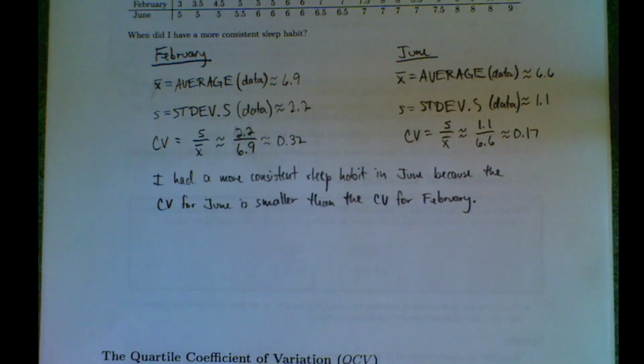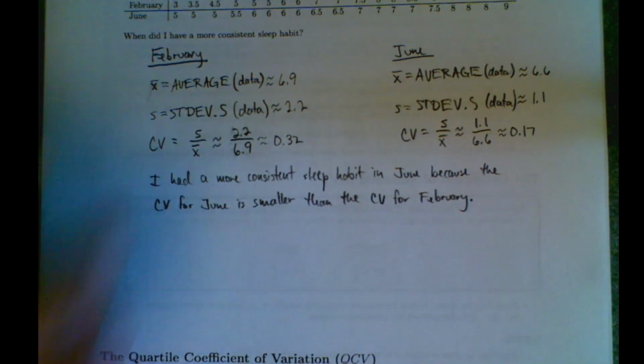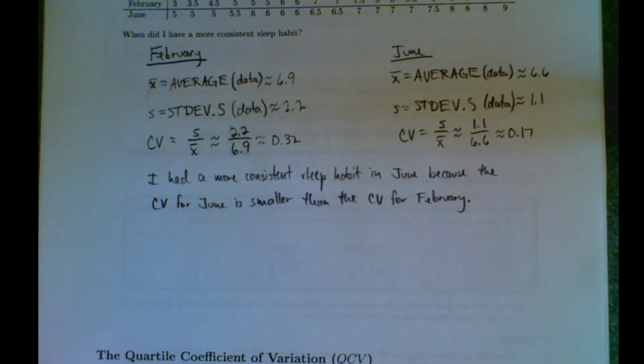Okay, so that's how the coefficient of variation works. One thing that you might be thinking is, okay, so this is how we would compare the amount of variation when we're using standard deviations and means, but that's only appropriate when the data is bell-shaped, right? Or symmetric. What do you do if the data is skewed, right?